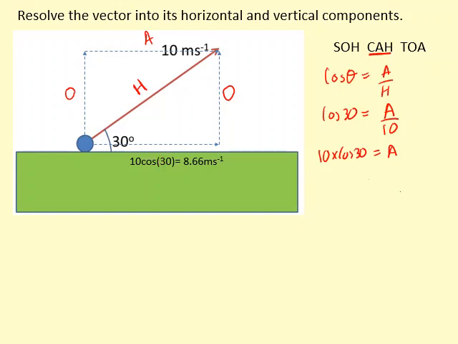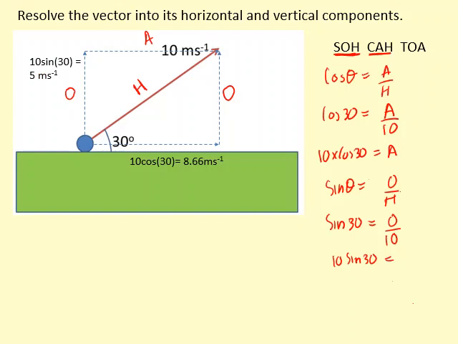If you want to find the opposite, and you're going to use the hypotenuse as well, then you have to use sine. So sine theta equals opposite over hypotenuse. So sine 30 equals opposite, which we're trying to find, over 10, so basically 10 times sine 30 is going to give us 5 meters per second.